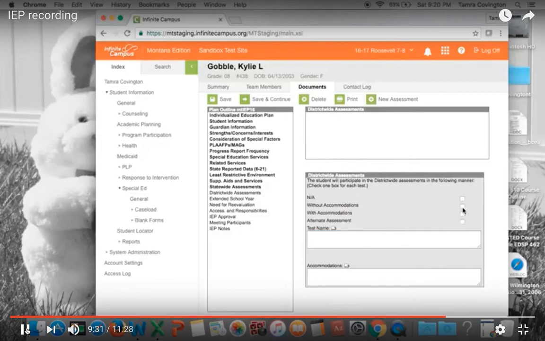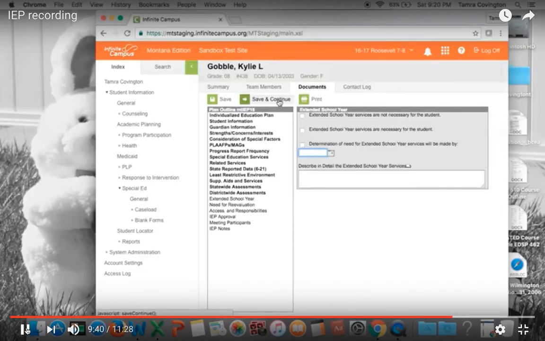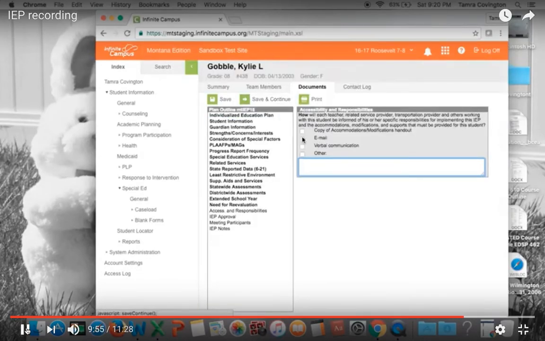District assessments would include your NWEAs, your SRIs, anything that the district uses as a progress monitoring tool. You just completed an evaluation, so an evaluation report is not necessary at this time.